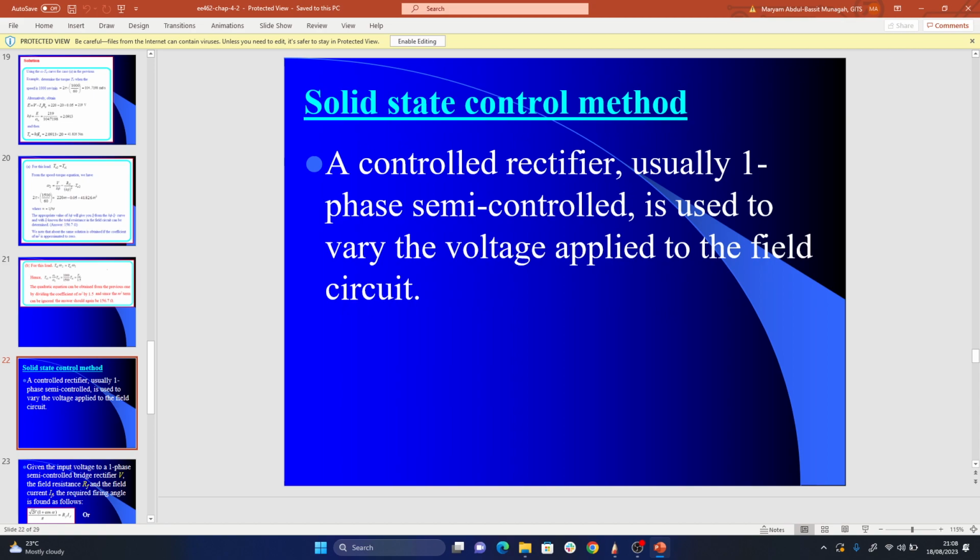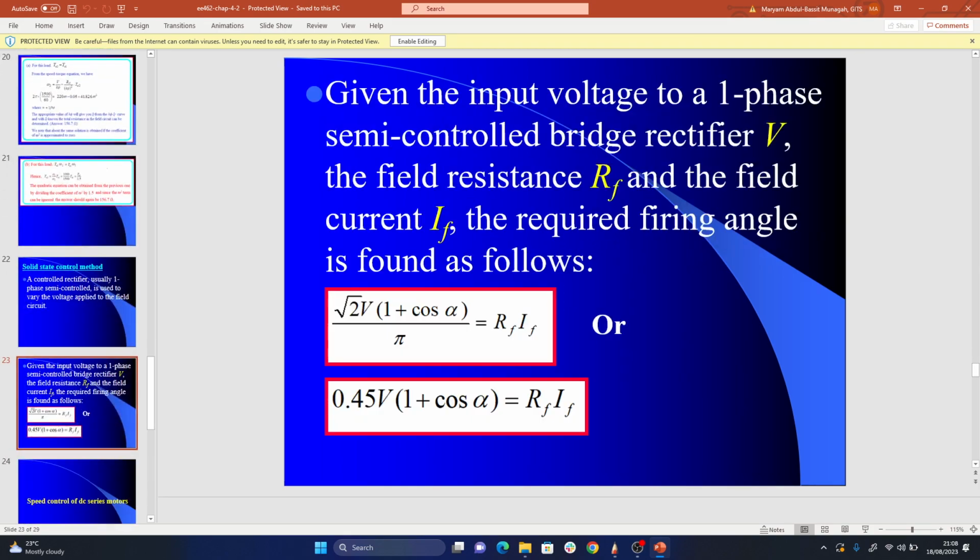So as we said, here too, what we learned is the conventional method. There is also a solid state control that makes use of power electronics. Usually they use a single phase semi-control rectifier. This is the formula for it. We'll get there, so let's just skip it for now.